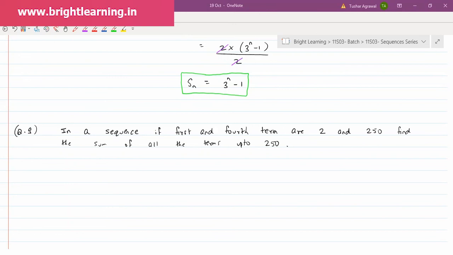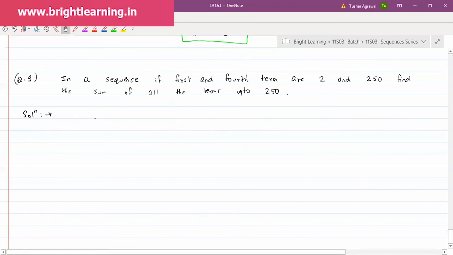Done, students? Yes, sir. 312, sir. First term and the fourth term: this is 2, this is 250. So from the first term to the fourth term, that is a journey of 3 steps. So the multiplying factor is r cubed. So r cubed is equal to 125, so r is equal to 5.